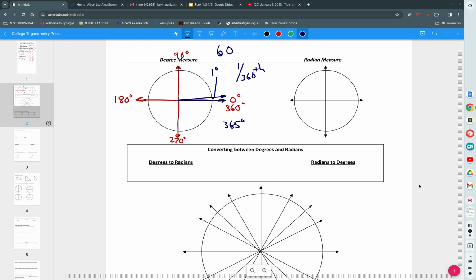They were the pioneers of some of our trigonometry. There's a different way to measure angles. You don't have to measure them by degrees. You can measure them in radians. And this kind of gets people angry sometimes.